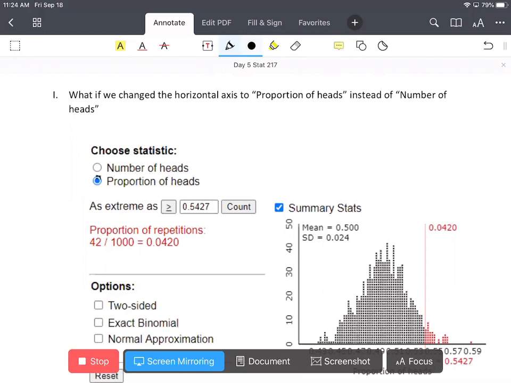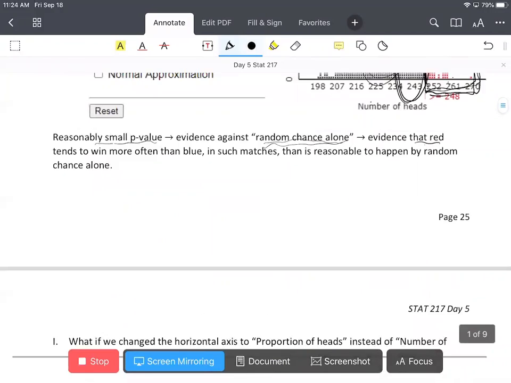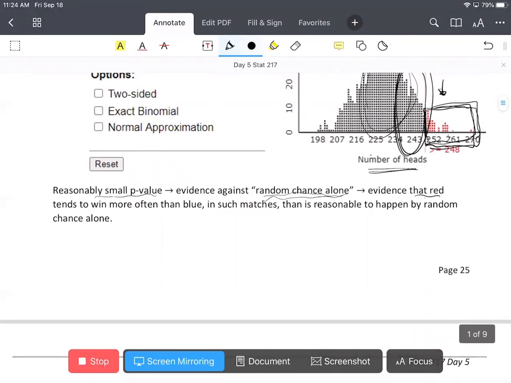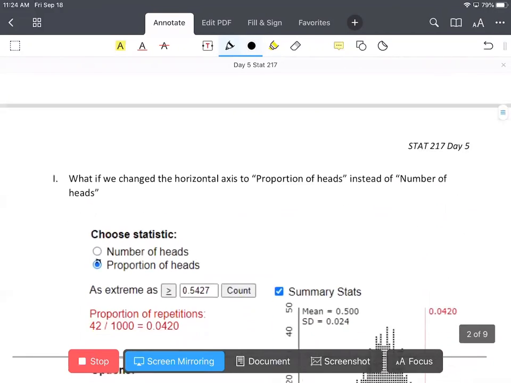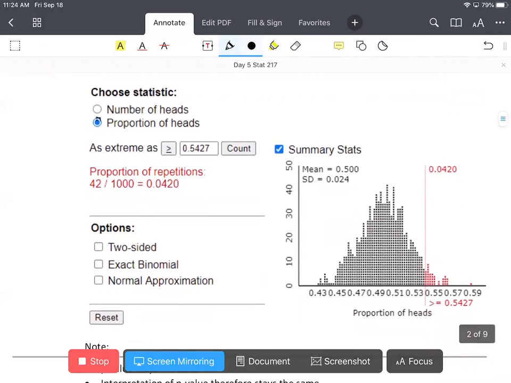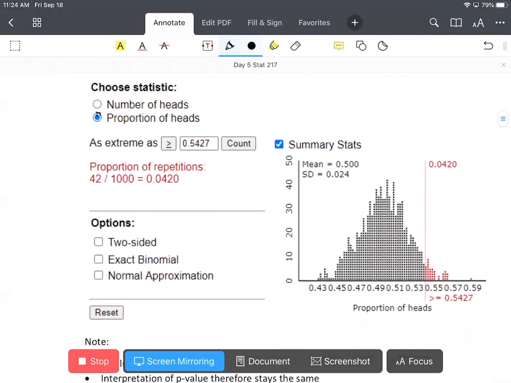Okay. So continuing on with the notes, the next page. What if we change the horizontal axis to proportion of heads instead of number of heads? So if I go back up here, we have the number of heads that have come up. If we do proportion of heads, all I did was I clicked this. Oops, sorry, my iPad fell obviously. I clicked this button. This changed and was auto-calculated for me. Okay, so it automatically calculated that.